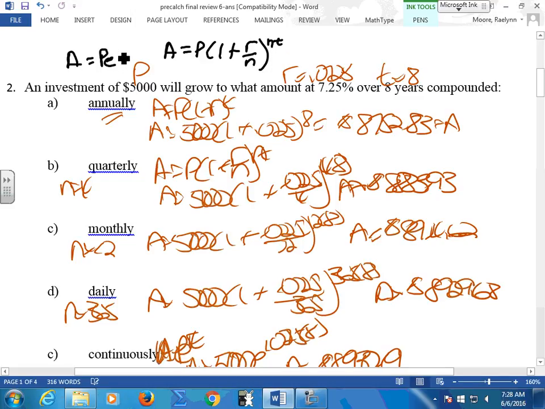PERT is continuous. Question? Will you want to use your own calculator during the final? No. If you use your own calculator, I have to reset it. So if you want me to reset your calculator, I can do that.